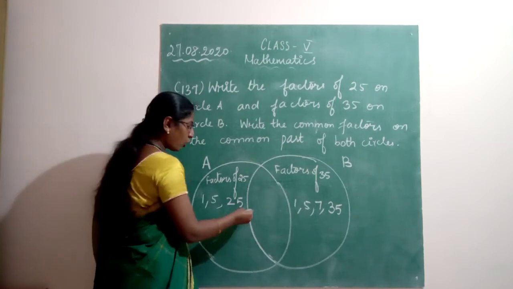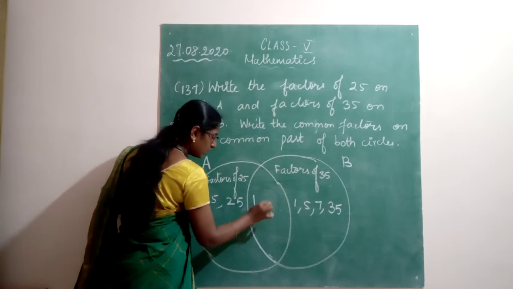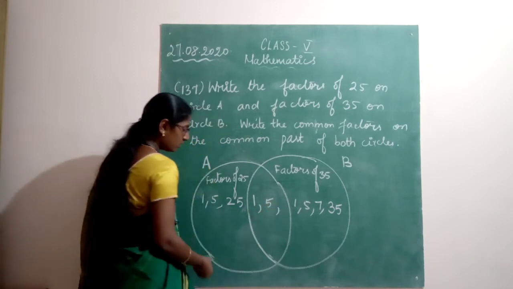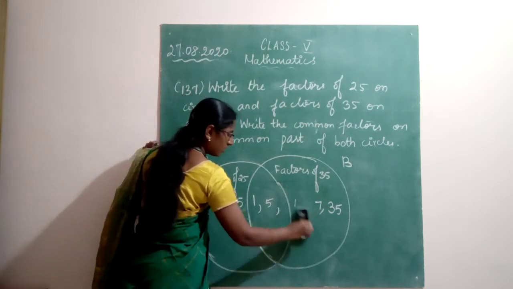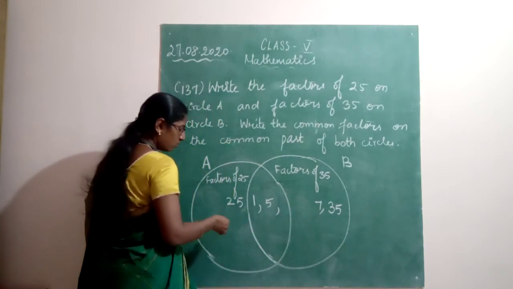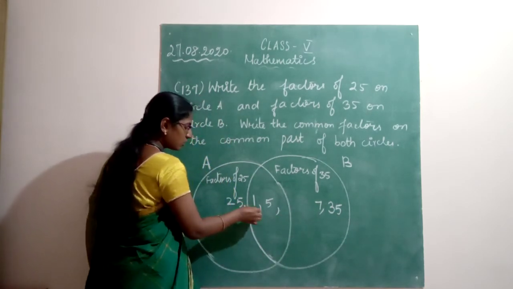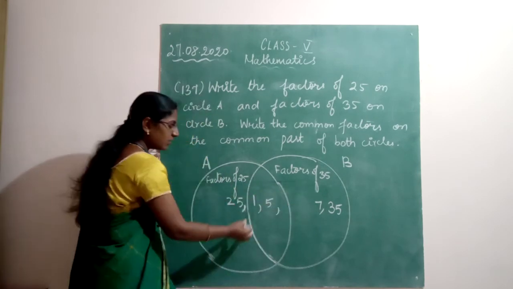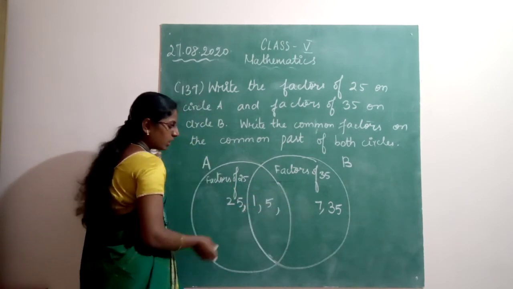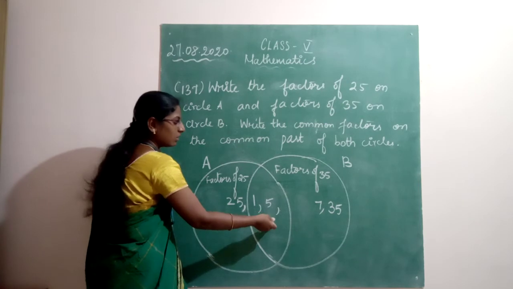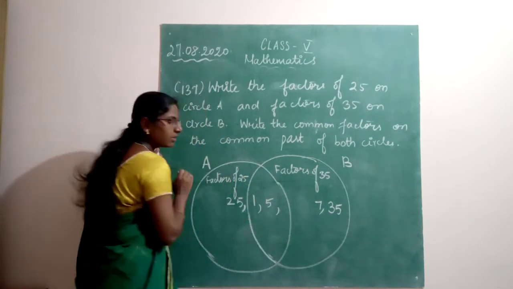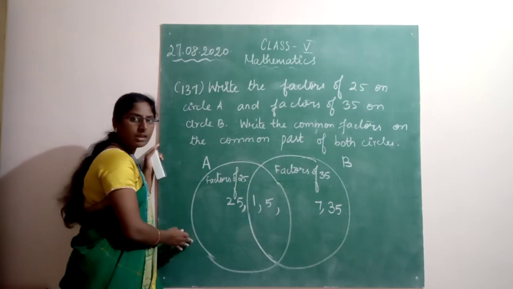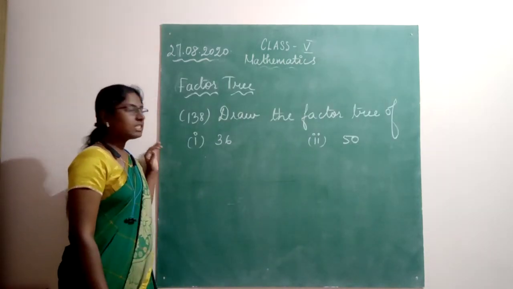you will write the common factors in the common part. And you can rub it from here. So now since 1 and 5 are common for both 25 and 35, we have written them in the common part. So 1 and 5 are factors of 25 and 1, 5, 7 and 35 are factors of 35. Is it clear? The next concept is factor tree.